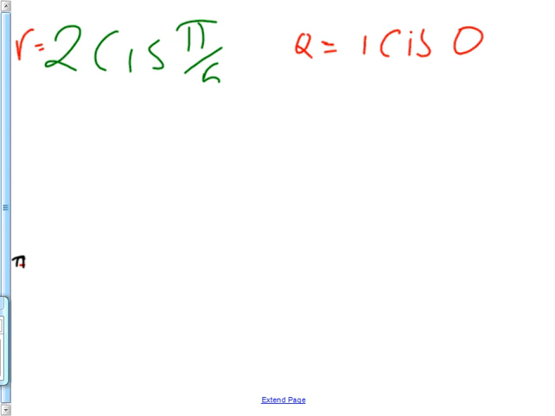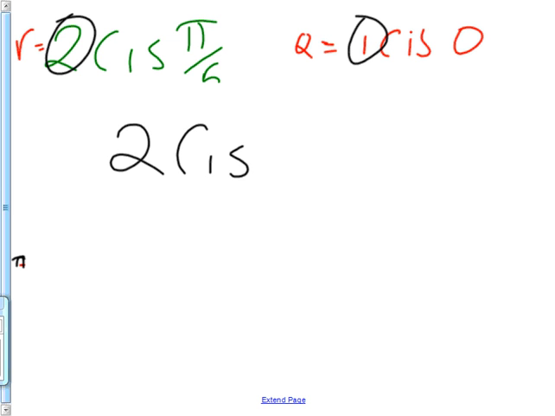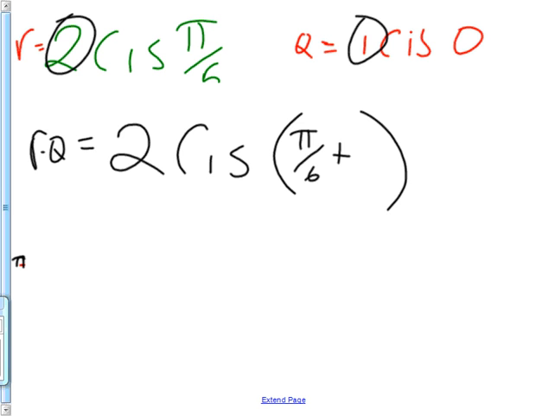All right, did you have 2 times 1 makes 2, cis, and instead of pi over 6, you say pi over 6 plus, when you're multiplying them, r times q, then you add the angles. Well, this is kind of a terrible example because pi over 6 plus 0 is pi over 6. All right. Why? Because what is 1 cis 0 actually equal to? Does anybody remember this?